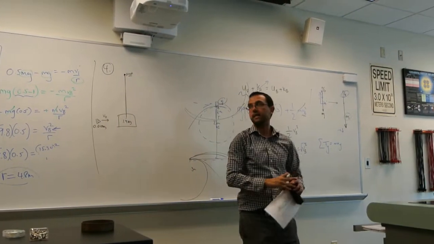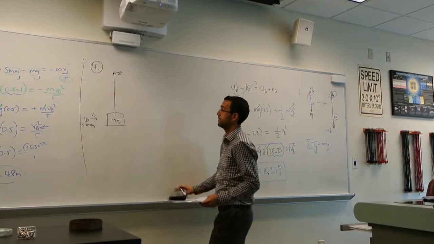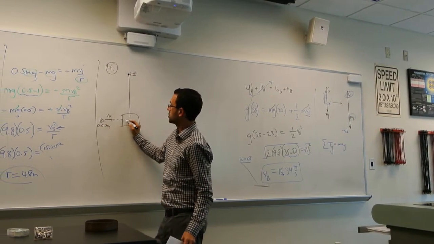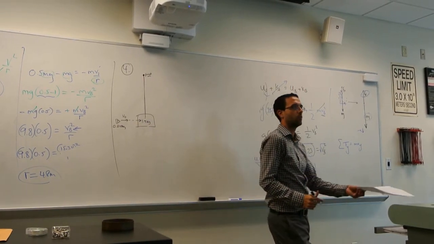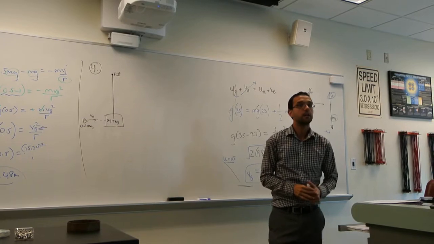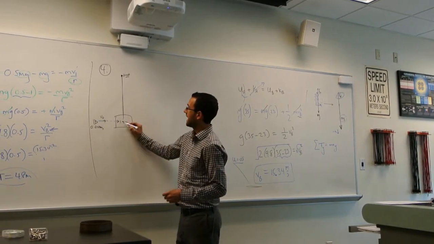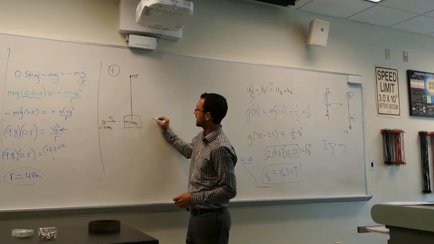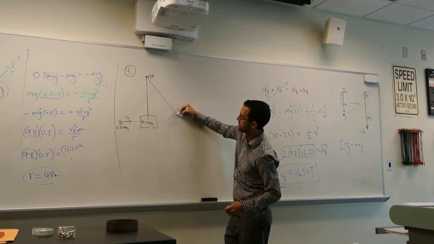Let's talk about what actually happens. The bullet is going to embed itself within the block. What type of collision is that when they stick together? Inelastic. Completely inelastic. So the bullet is going to embed itself in the block, and then the bullet block system is going to swing up to some altitude.